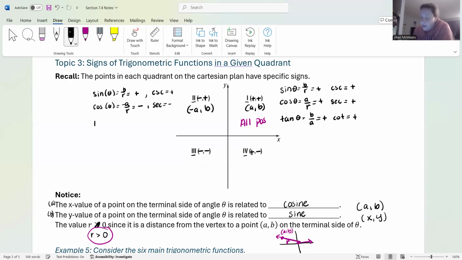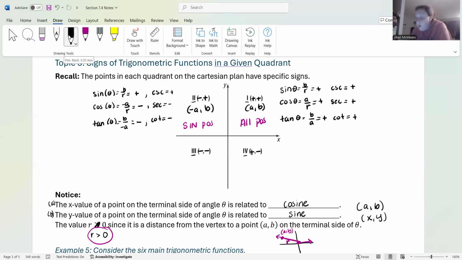Okay. Now, tangent is B over A, but A is negative. So now we get a positive divided by a negative, so tangent is negative. And cotangent is the reciprocal of tangent. So if tangent is negative, cotangent is also negative. So if we're in quadrant two, we have sine is positive. And remember, if sine is positive, cosecant is as well.